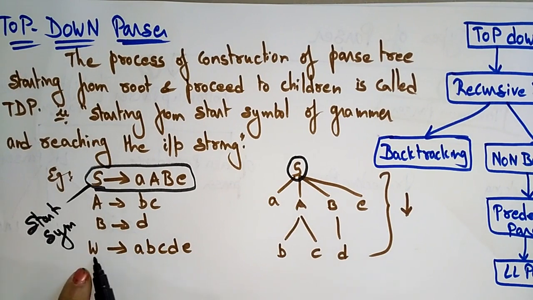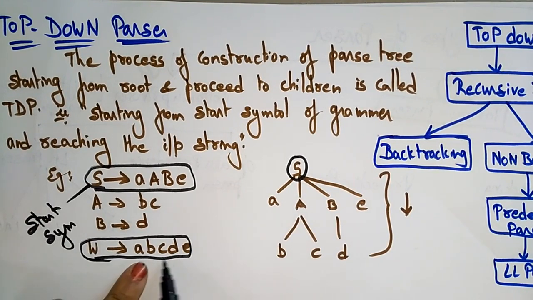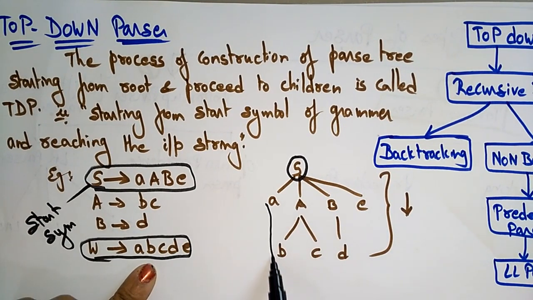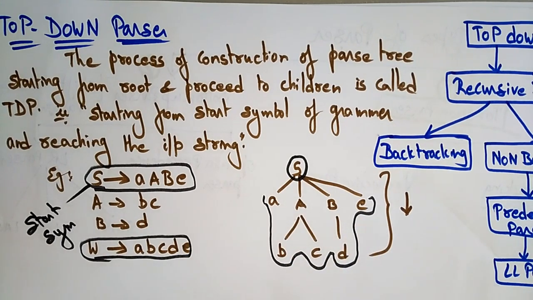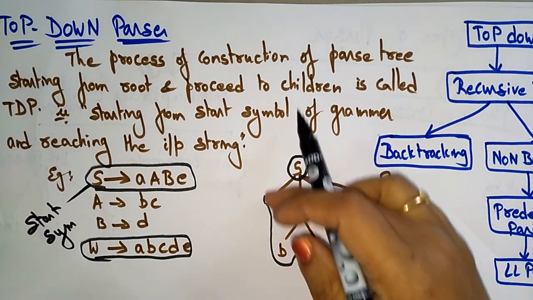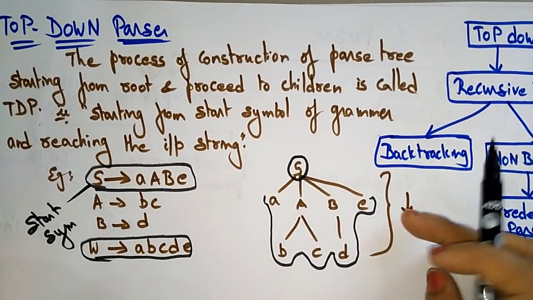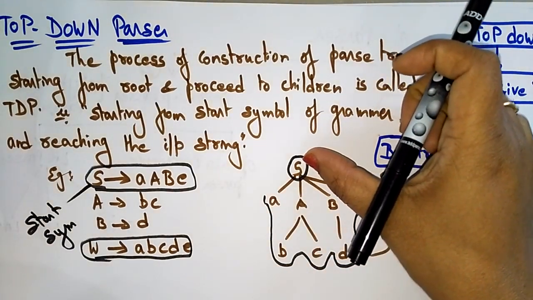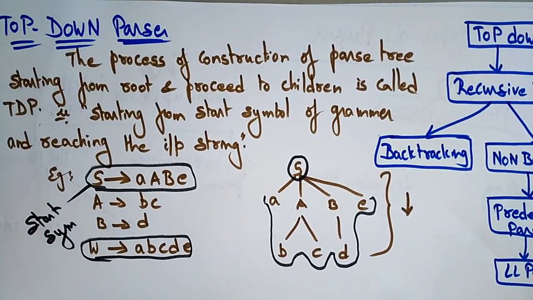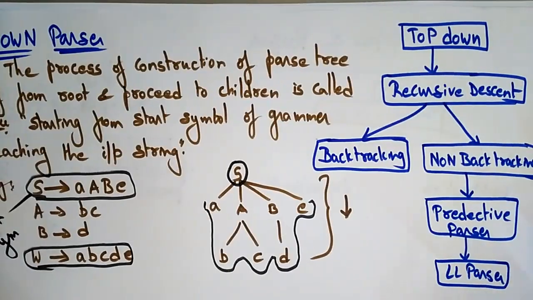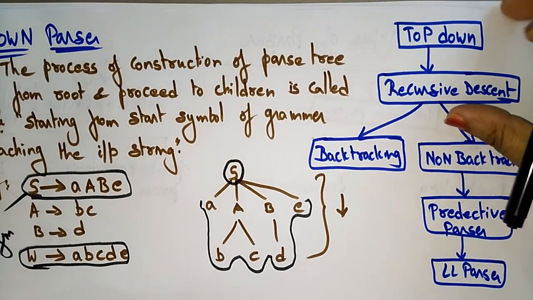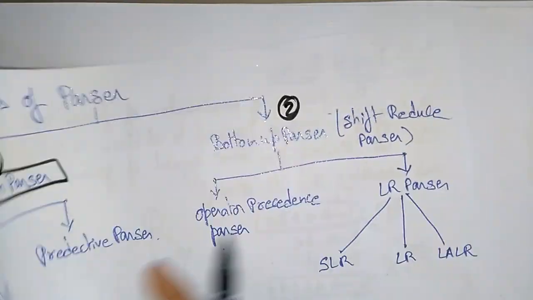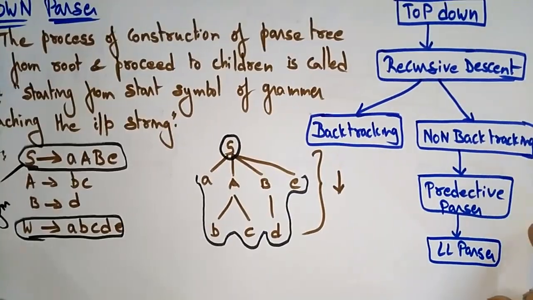What is the input string here? w is equal to abcd. So we reached the input string. This is the concept of top down: from top to down you have to scan. Starting from the start symbol of a grammar and reaching the input string is a top down parser. The top down parser is a recursive descent parser, whereas, as I said, a bottom up parser is a shift reduce parser.